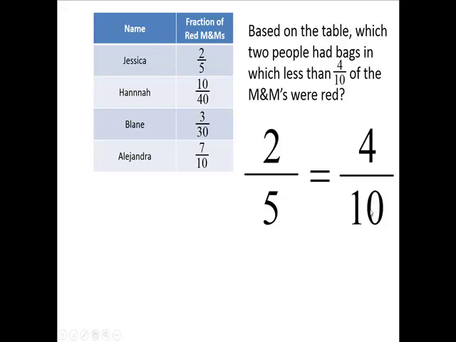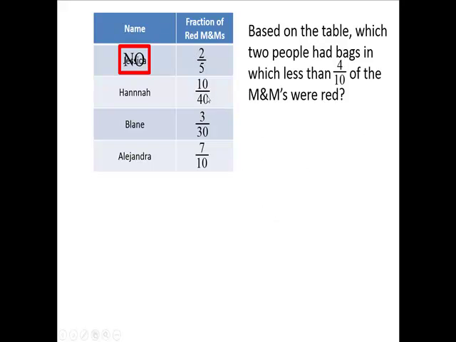So is this fraction less than this fraction? No, it equals that fraction. 2/5 equals this fraction. So Jessica had the same amount as Ty, so it wasn't less than Ty's. Same. Now what about Hannah?